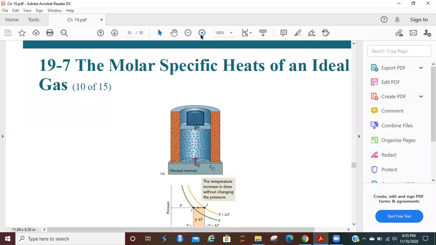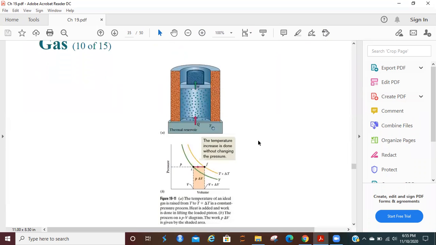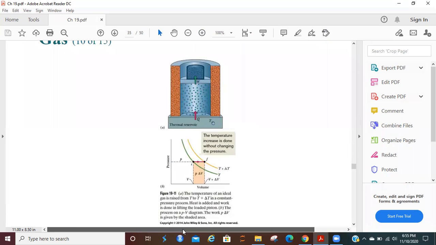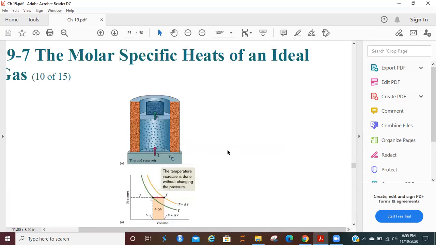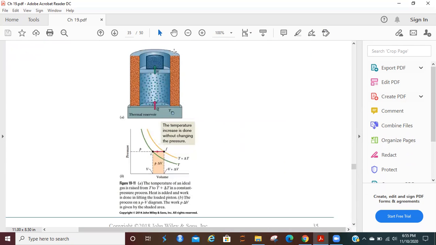So let's take a look here. We've got a thermal reservoir down here, we've got insulation, and we've got lead shot up here. The temperature increase is done without changing the pressure. So if you look at the PV diagram, you're not changing the pressure, but you are in fact changing the volume. The temperature of an ideal gas is raised from T to T plus delta T in a constant pressure process, as you see here.